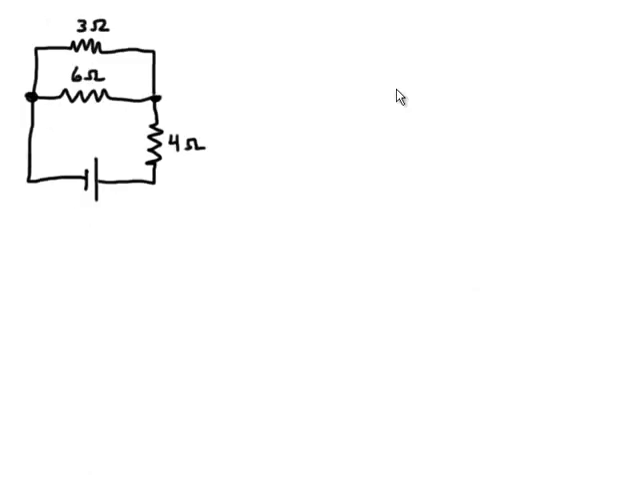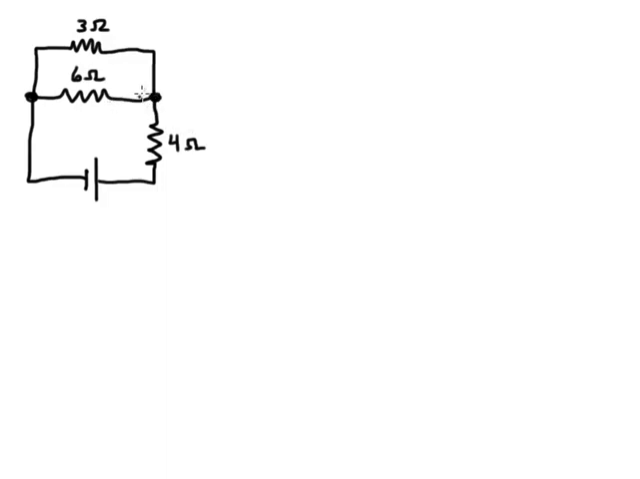This compound circuit seems to be a little bit harder. We have a resistor now on the same branch as the battery. Charges that come out of this battery have to pass through this 4 ohm resistor no matter what. Then they can go either through the 6 ohm resistor or through the 3 ohm resistor. But this 4 ohm resistor is getting included no matter what. The only way we can deal with this is to start from the top and work our way in.